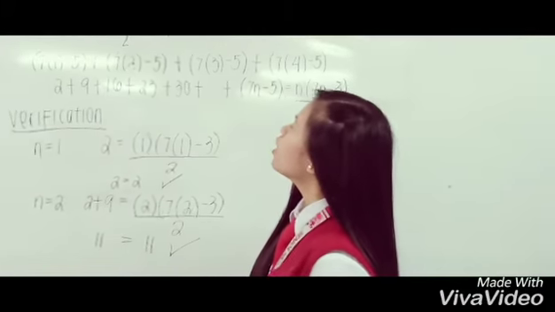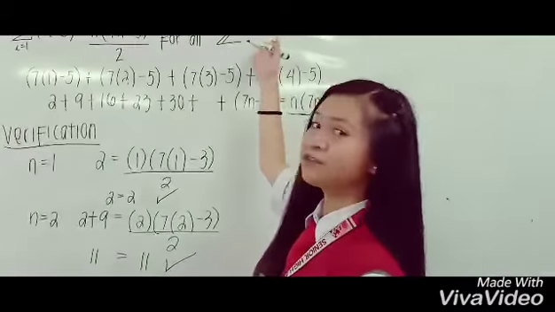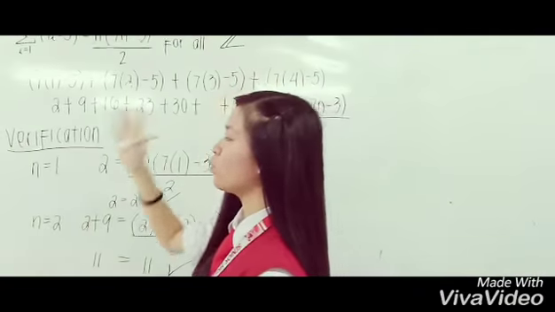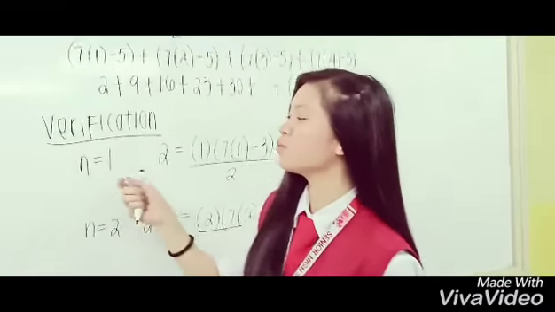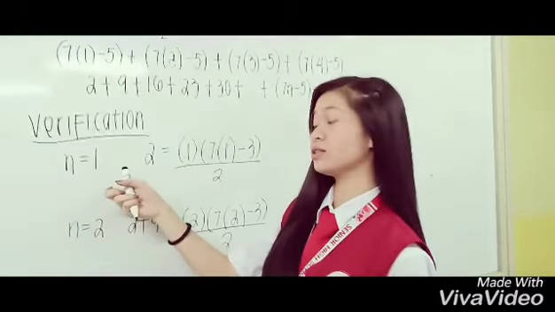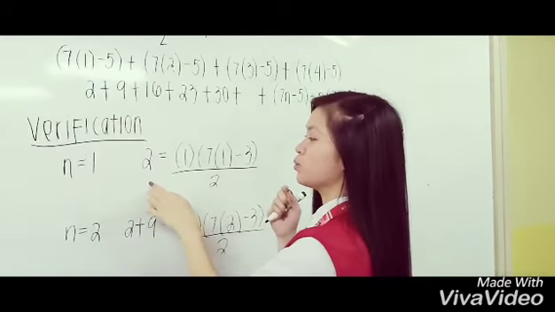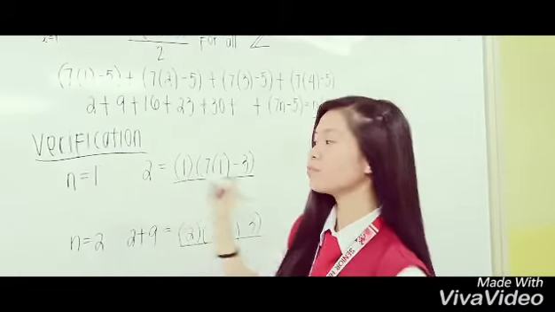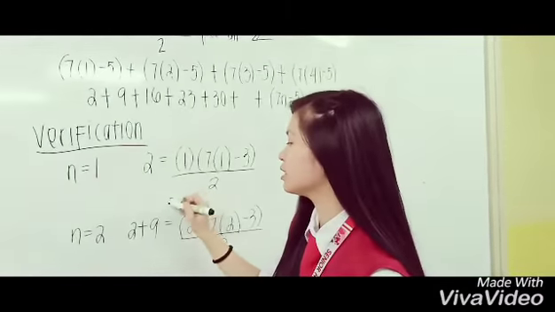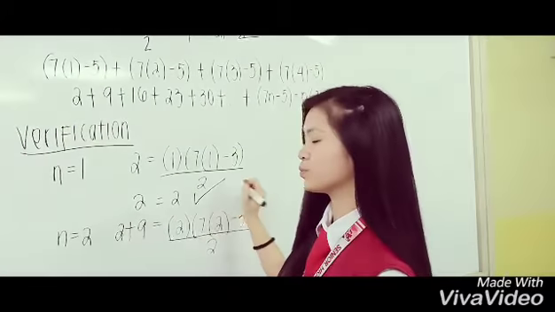So, in order for us to verify, we will substitute the positive integers, which are 1 and 2. So we will substitute 1, which is the positive integer, and we will use the first term, which is 2, and we will substitute all n to 1. And the answer for this is 2 is equal to 2, which is true.